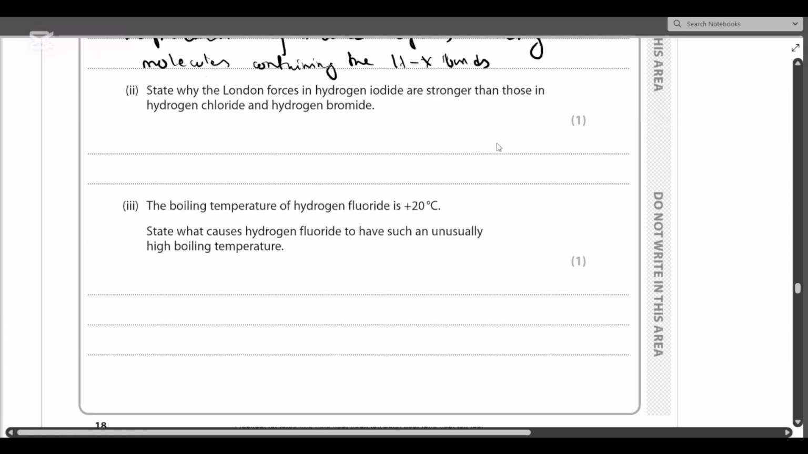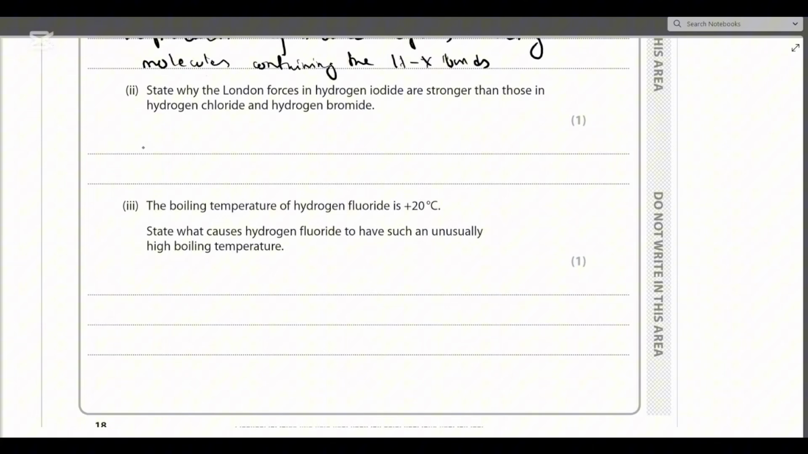State why the London forces in hydrogen iodide are stronger than those present in hydrogen chloride and hydrogen bromide. Well, the simple answer is that hydrogen iodide has more electrons. So we can say that hydrogen iodide has more electrons, because we know that with the increase of electrons, the strength of London forces increases.